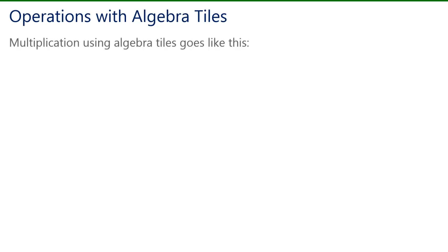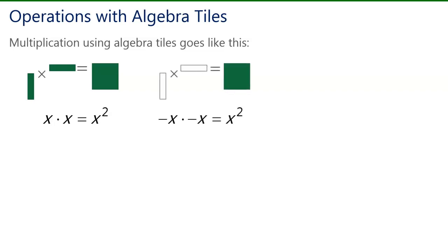Multiplication using algebra tiles goes like this. X times x equals x squared. Negative x times negative x also equals x squared. In the first two cases, the signs are the same. Here's the third case where the signs are different. X times negative x equals negative x squared.